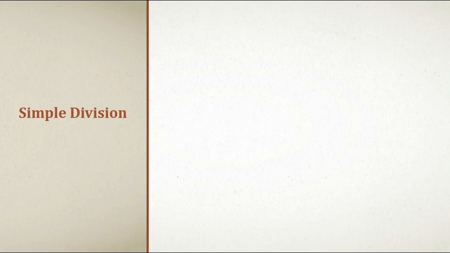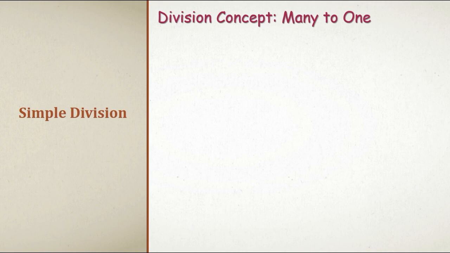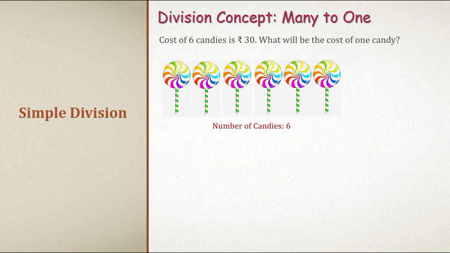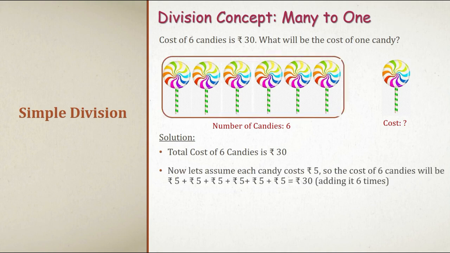Now the opposite of this is simple division, which is the concept of many to 1. So it is when we know the unit of many and we need to find the unit of 1. Example, cost of 6 candies is rupees 30. What will be the cost of 1 candy? So we have 6 candies wherein the total cost is rupees 30 and we need to find the cost of 1 candy. So let's assume if each candy cost is rupees 5, we have to add 5, 6 times. Rupees 5 plus 5 plus 5, 6 times, which will give us rupees 30.